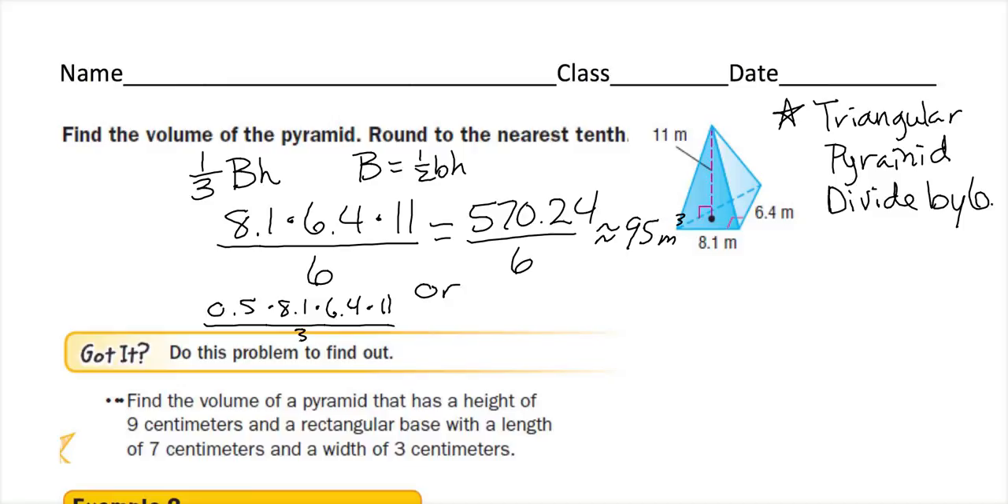Just one little trick to try to remind yourself of, especially on homework, is if it's a triangular pyramid, multiply those 3 dimensions together and then divide it by 6. Okay.